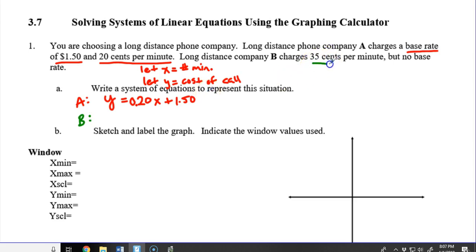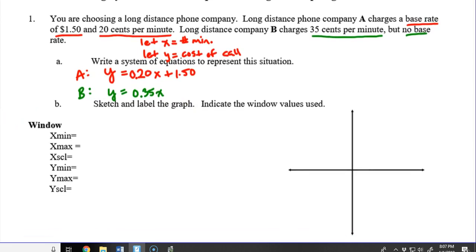Okay, so hopefully you identified something like 35 cents per minute, no base rate. So 35 cents every minute plus 0, right? They don't charge anything just to get the call made. So now we need to set up this set of equations.